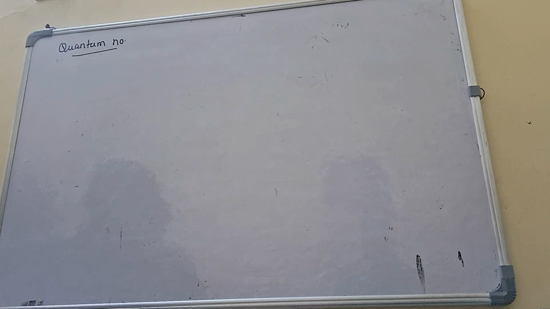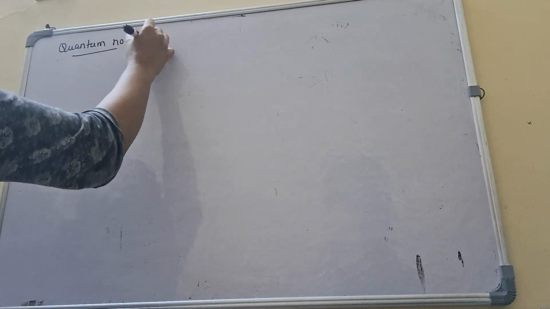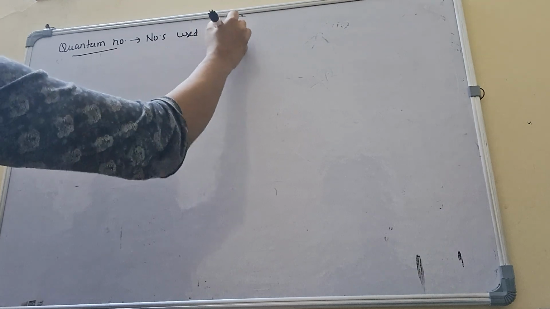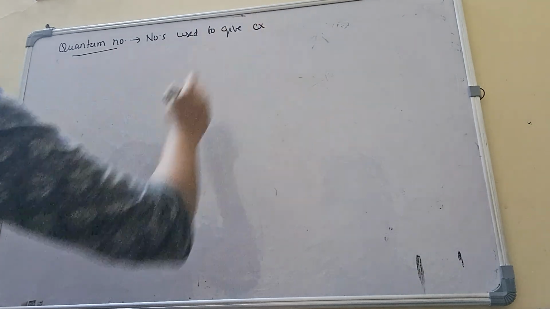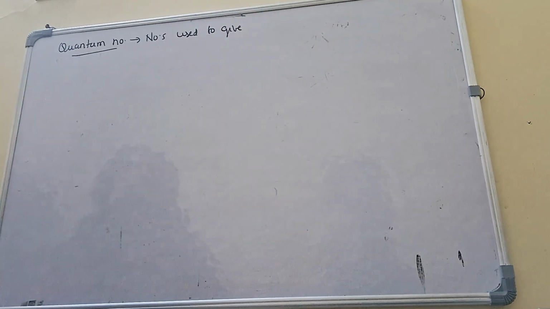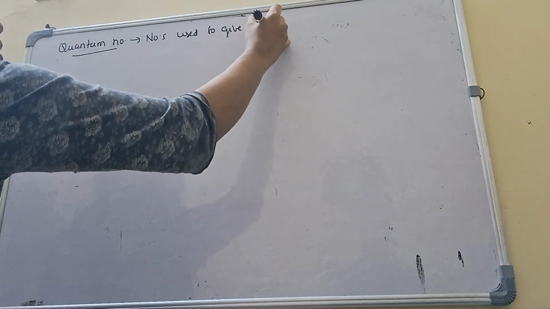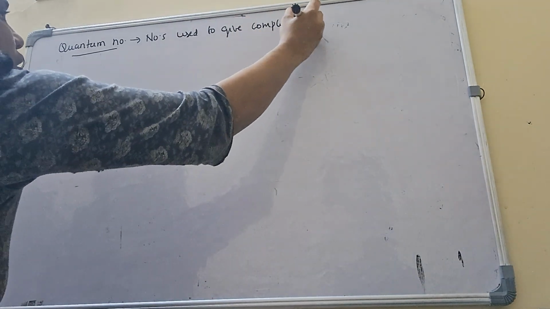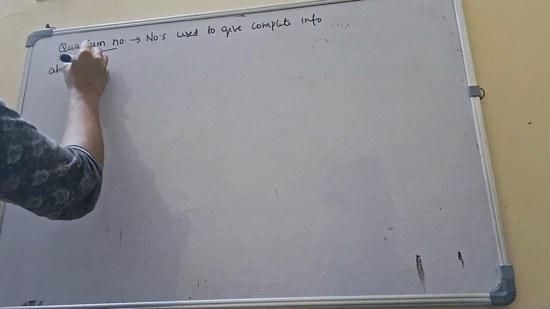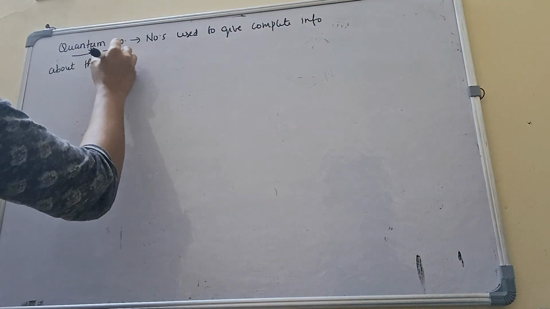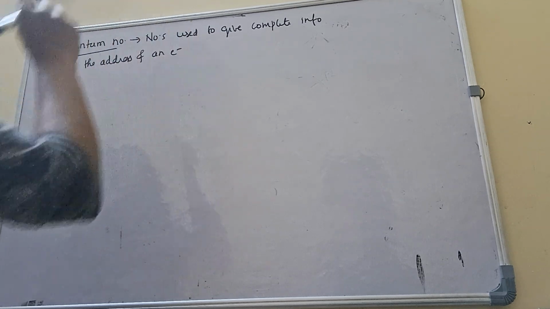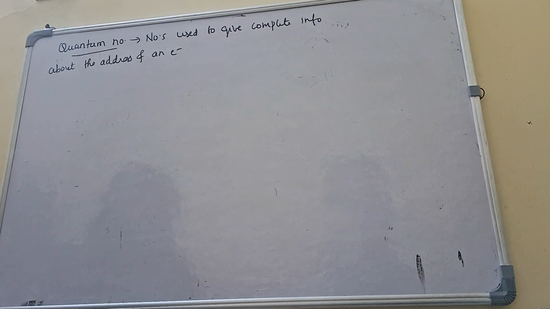What are these quantum numbers? These are numbers which are used to give complete info about the address of an electron in an atom.